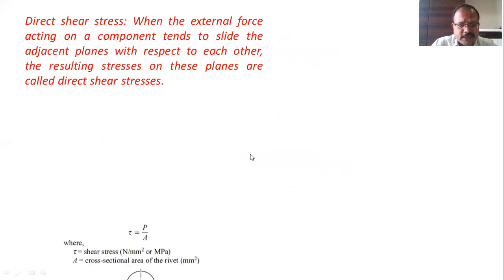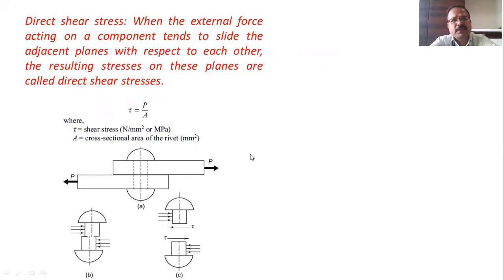Third is the direct shear stress. Direct shear stress is the stress when the external force acting on the component tends to slide the adjacent planes with respect to each other. Then that type of stress will be called direct shear stress. Consider an example of a riveted joint. One plate, second plate. These two plates are joined with the help of a rivet, and a tangential force is applied. This force, this P and this P, will shear off the rivet over here, which we can see over here, right? Therefore, this is the shear plane, and the stress is the direct shear stress, which can be denoted by tau and calculated as tau is equal to force upon area.